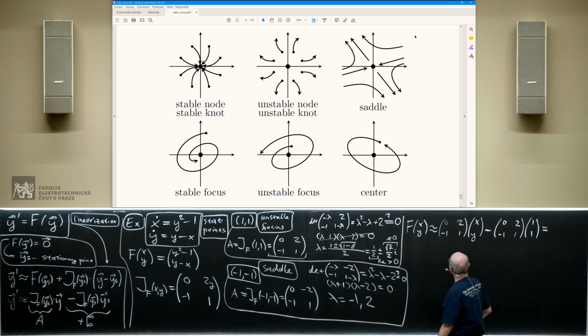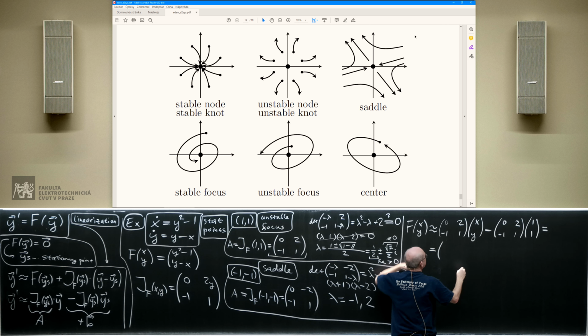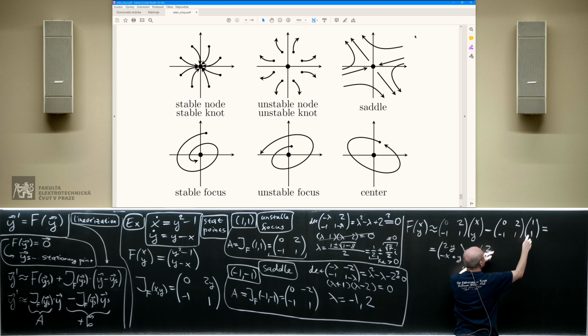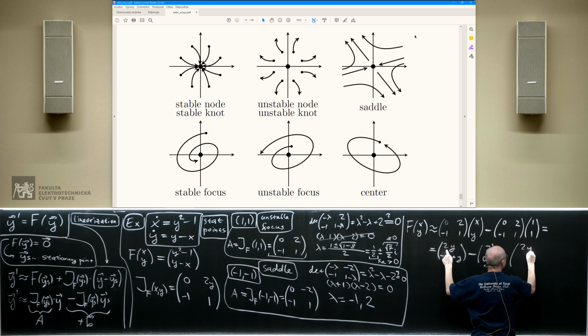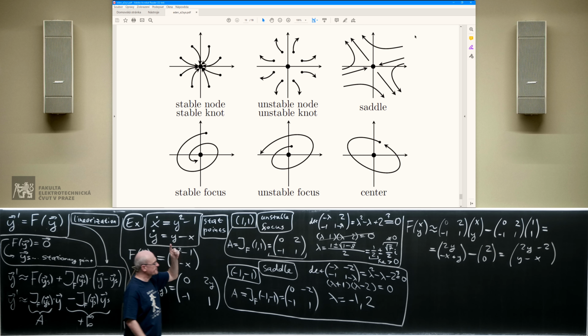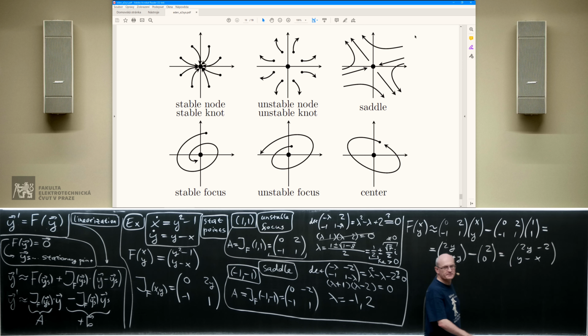How much is it? Well, let's see. Over here, I'm getting 2y. I'm getting minus x plus y. And I'm subtracting 2, 0. So this is really 2y minus 2 and y minus x. What does it mean? Well, it means that this system that I have over here gets replaced by another system of differential equations that have this as the right-hand side.